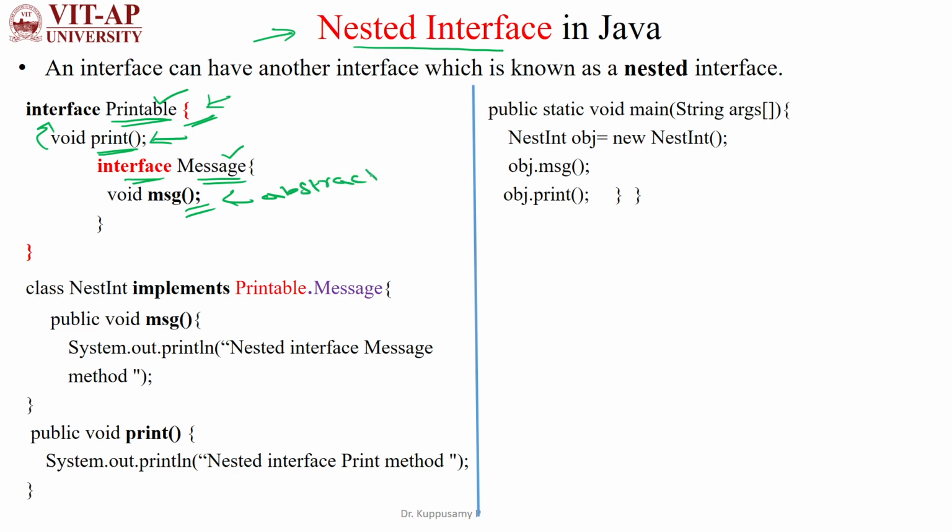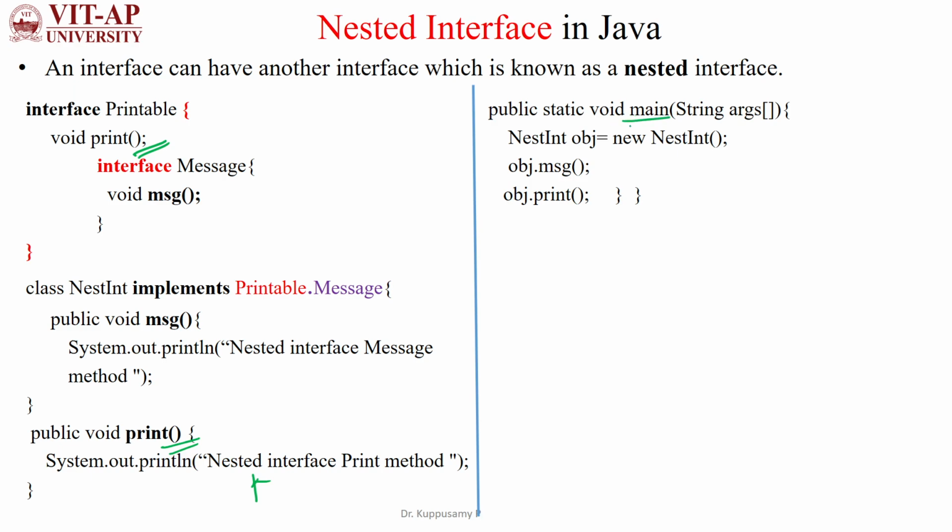When you are implementing the interface Printable, here you see we are creating the class NestedInt, which implements Printable dot the nested inner interface, here Message. You have to use the dot symbol to mention that nested interface. Then we are implementing the method msg, which belongs to the inner interface, with some statements, here only one statement. Then we are implementing the method defined in the Printable interface with a single statement.